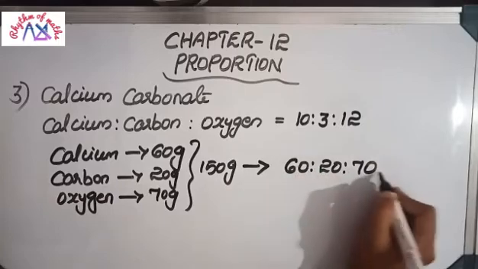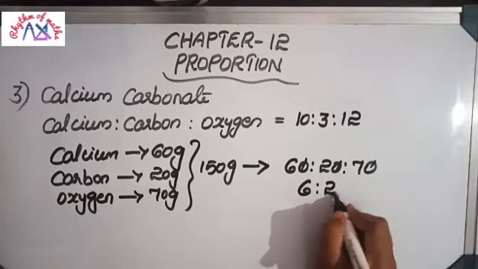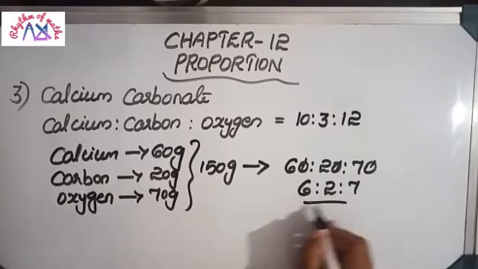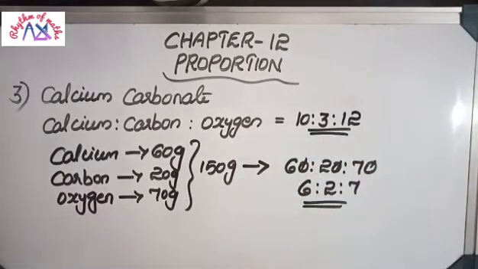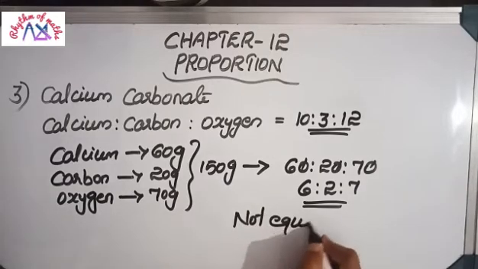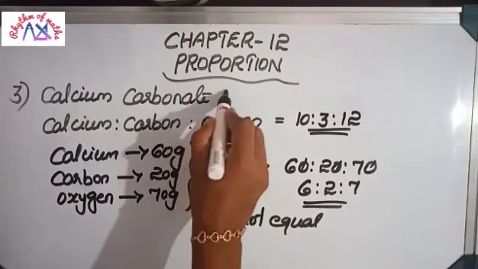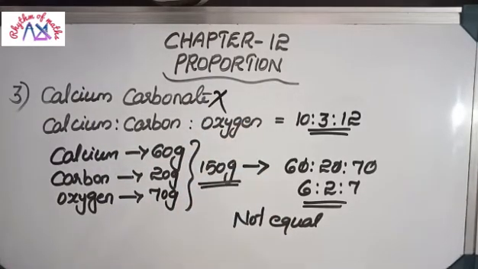60:20:70. Zeros we can cancel, so the ratio becomes 6:2:7. Is it equal to this ratio? No, it is not equal. Not equal means the analyzed 150 gram compound is not calcium carbonate. That is the answer for the third question.